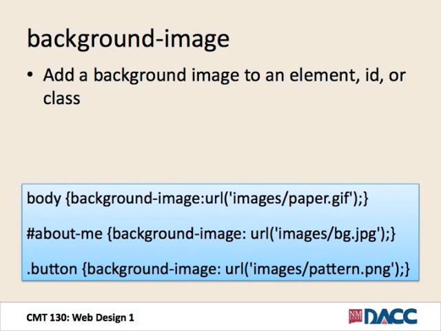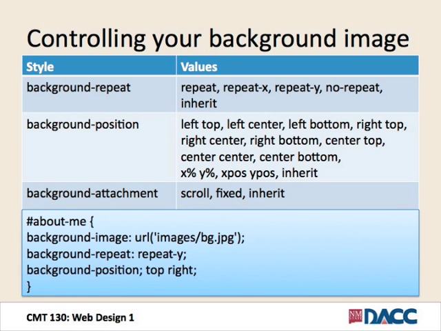Background image allows you to add a background image to an element ID or class. To specify, you type URL, parentheses, and then the path to the image. The path could be an absolute or relative URL. These examples show only relative URLs. There are 3 properties that allow you to control the behavior of your background image.